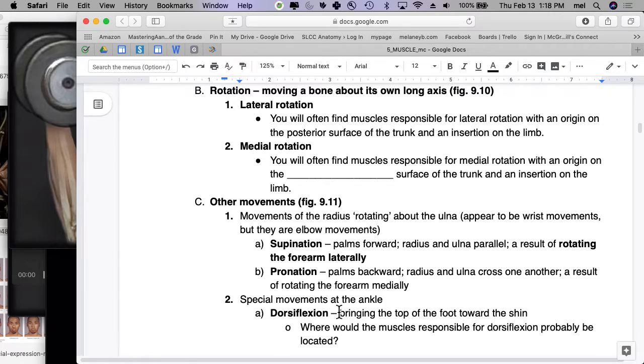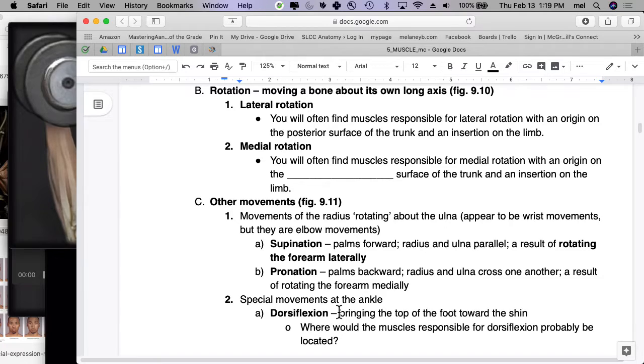Where is the muscle going to be that causes medial rotation? It has to have an origin where? Anterior trunk, yes. And an insertion where? Nope. You have to cross the joint to move the joint. You have to go out here onto the humerus, yes? And if I inserted it right here, I don't get much range of motion. But if I insert it way out here, I get a lot of range of motion. Does that make sense? Okay. That is medial rotation, yes?